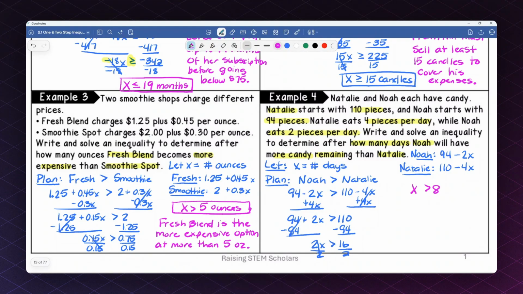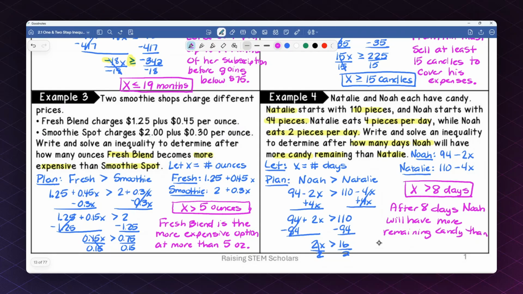And what is our 8? It's going to be 8 days. Okay. And that's why we define our x, so that we know what that number is that we just calculated. So we found 8 days. Well, what does this mean in a sentence? So what it means is after 8 days, Noah will have more remaining candy than Natalie.